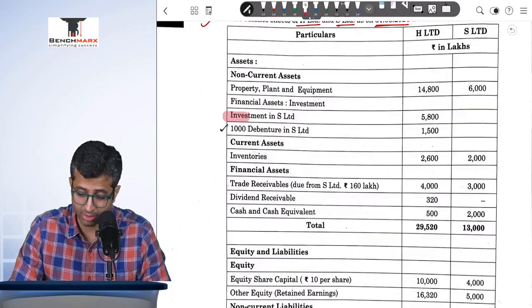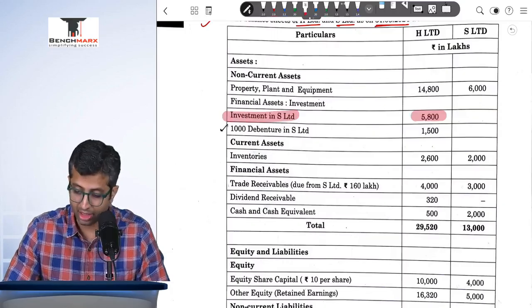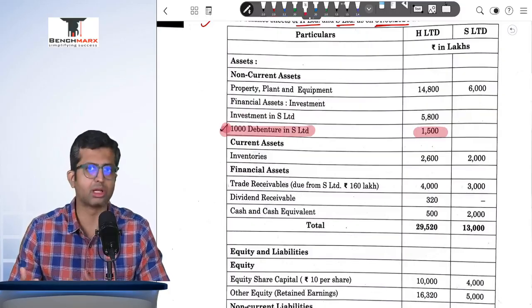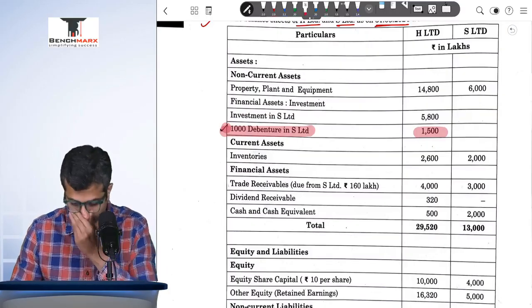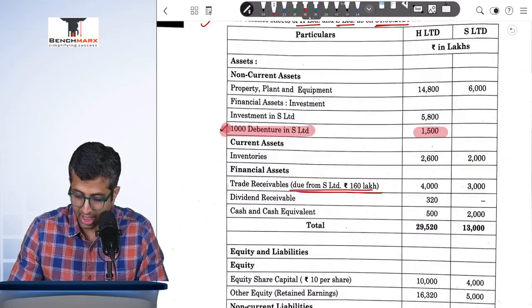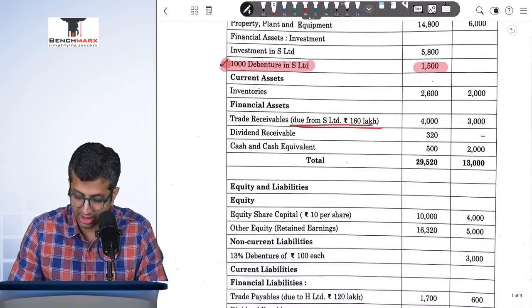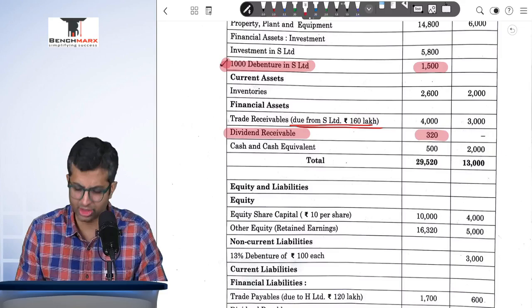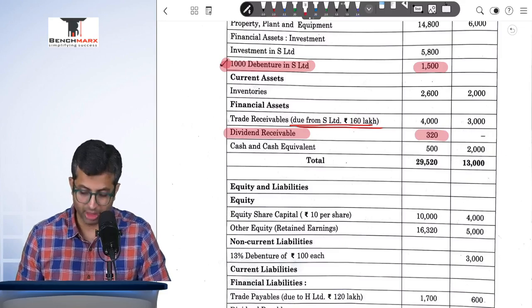If you glance through this question, you will have PPE, then financial assets comprising investments. The investment is only investment in S. But at the same time, you also have investment in 1000 debentures of S, and hence there is an intercompany debenture elimination adjustment. Inventories, financial assets including due from S at 160 lakhs. Dividend receivable is there. Okay. So this is a new adjustment, dividend receivable of 320.